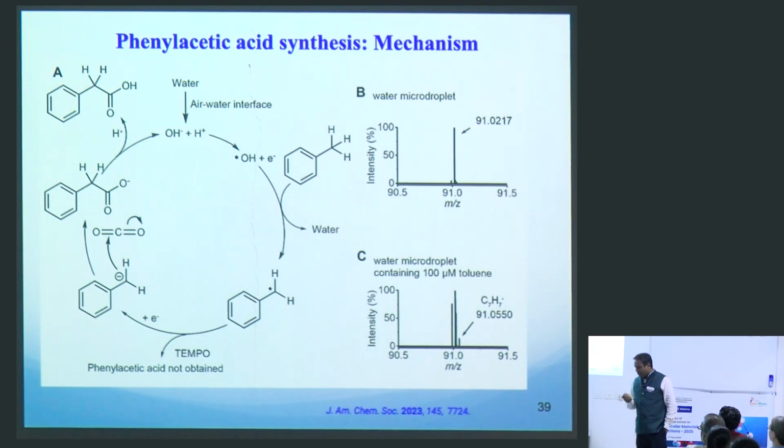If you look at the mechanism, first water forms hydroxide anion, and then loss of one electron forms the hydroxyl radical. This hydroxyl radical, as I pointed out, is highly active, and it abstracts one proton, deprotonation, forming the benzyl radical. Normally the benzyl radical is again unstable. It loses one electron and forms the benzyl carbocation, and then addition of one more electron forms the benzyl anion. This anion is highly nucleophilic, then adds to the carbon dioxide, and we are able to get the phenylacetic acid.